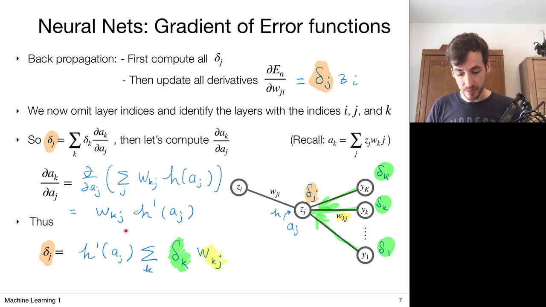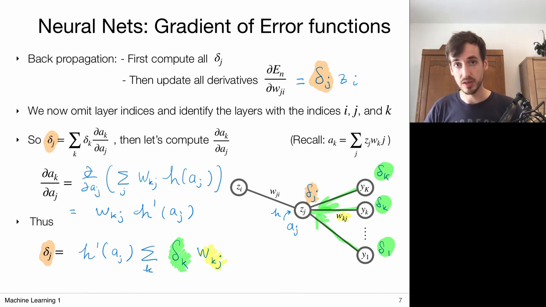Okay, so this is something that we can actually compute, right? Because all these activations, we can compute them in the forward pass. These w_kj's, we know their values, and we also know how to take the derivative of my activation function. It's just filling this in, and that gives me the delta j. The only starting point is actually computing the derivative at my very last layers.